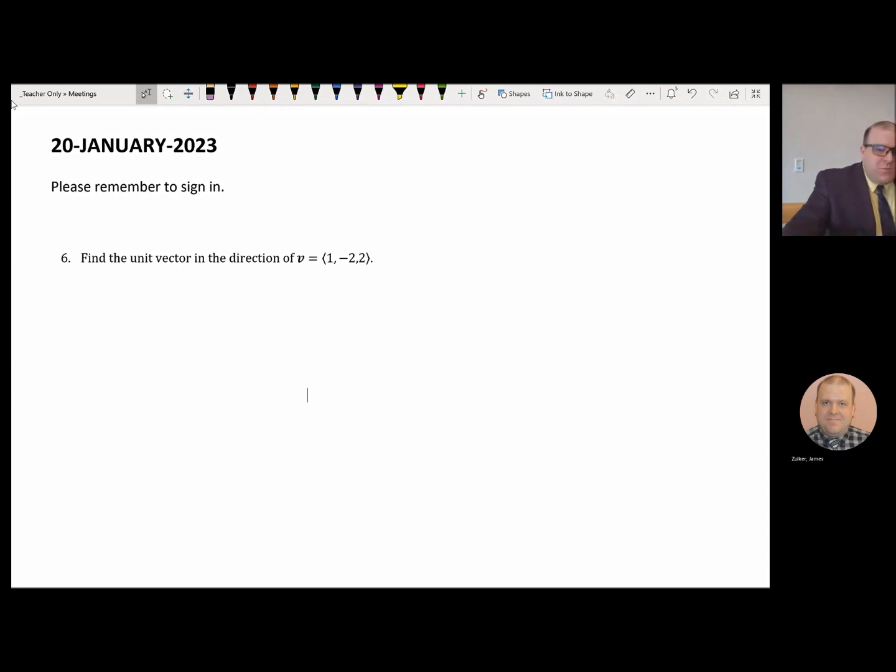I think we have two problems left to look at, right? So we discussed what a unit vector and direction vector was. Right, so we have to find a unit vector in the direction of this vector.